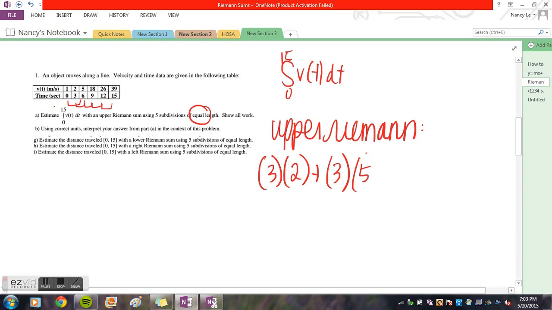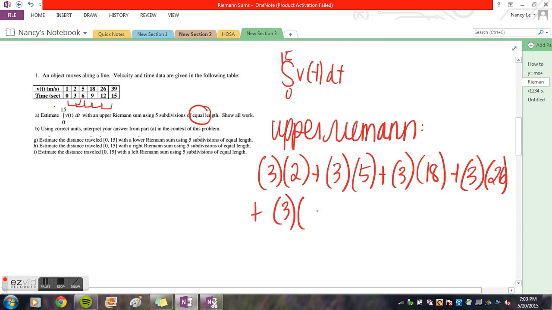So your upper value out of 2 and 5 is 5, plus 3 out of 5 and 18, the highest is 18, plus 3 times 18 and 26, 26, plus 3 times the highest value out of 26 and 39, which is 39. And when you put that in your calculator, you get, let's see, 6 plus 15 plus 18 times 3 plus 3 times 26 plus 3 times 39 gives you 270.